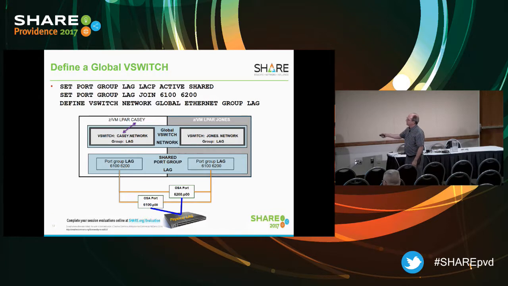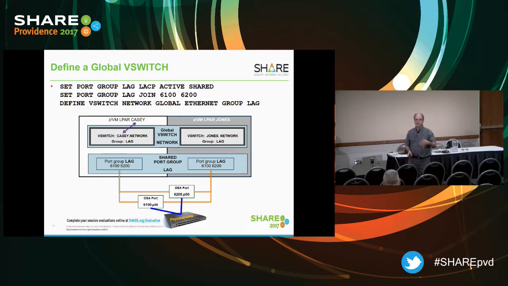So that gets created. The shared port group gets created, and then when I define the global vSwitch, multiple instances get created. The vSwitch Casey.network, okay, and Jones.network. And, for convenience, I'm talking about the dot thing.